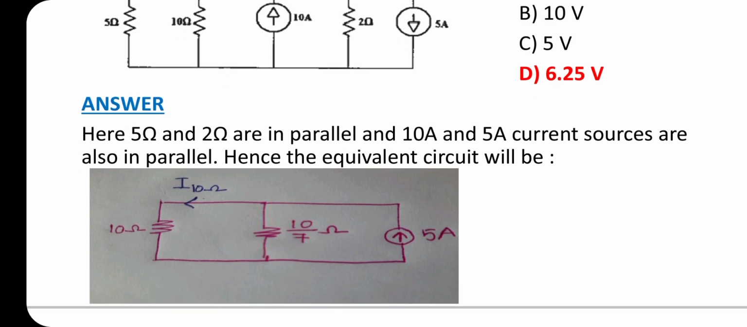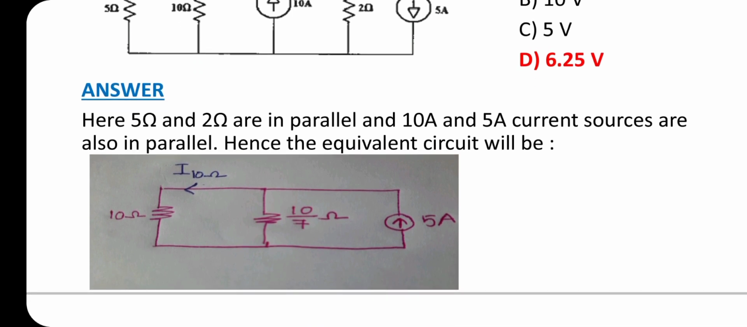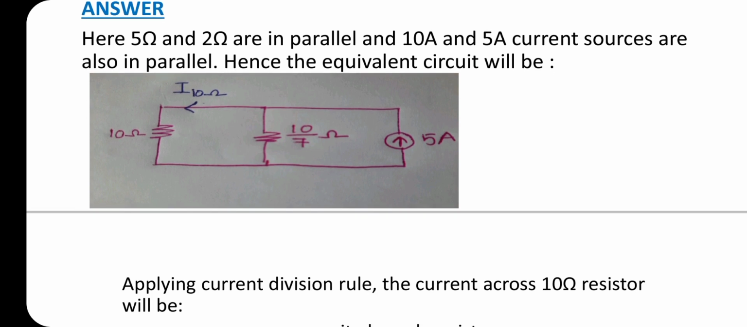The second question is, find the voltage across the 10 ohm resistor in the given circuit. The answer is 6.25 volt. Here 5 ohm and 2 ohm are in parallel, and the 10 ampere and 5 ampere current sources are also in parallel. Hence the equivalent circuit is shown.